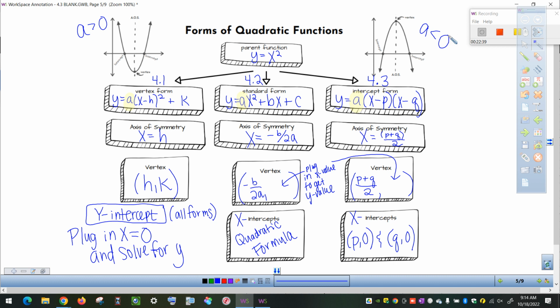If you have a different number, like if you have a 2 in front, remember it's going to get vertically stretched, it's going to be a little bit skinnier. If you have an A value in front of a fraction, it's going to vertically compress it and it's going to get a little bit wider. So that's some other pieces of information that A can tell us.